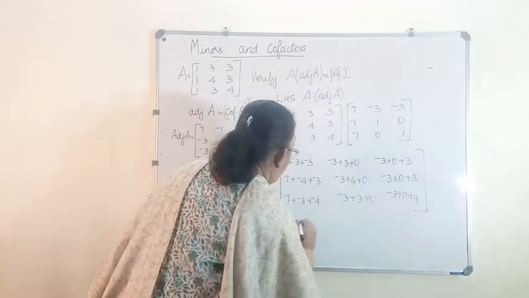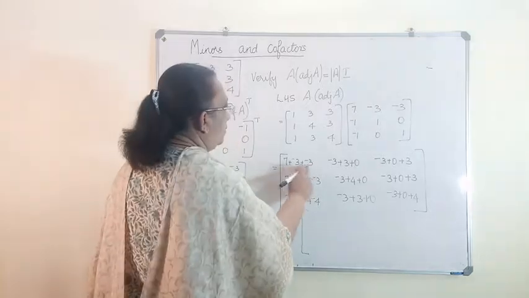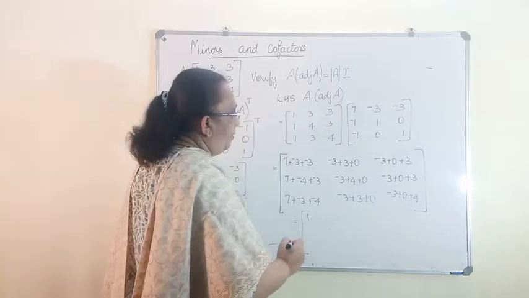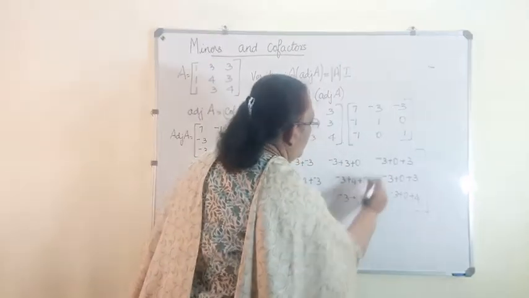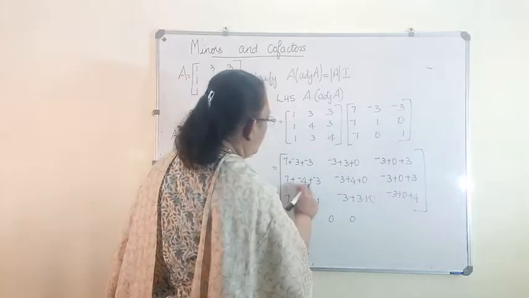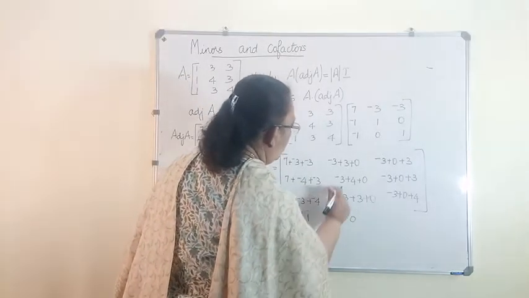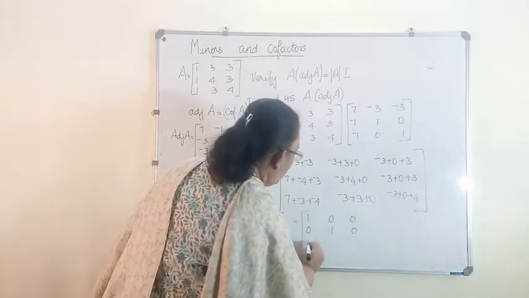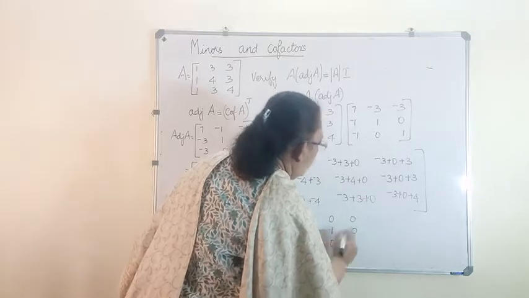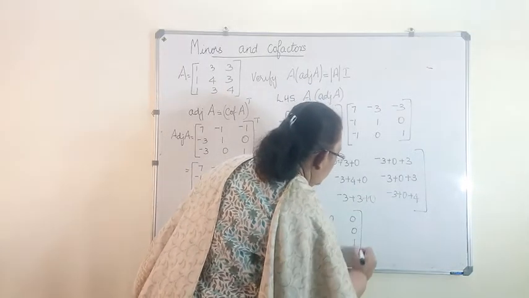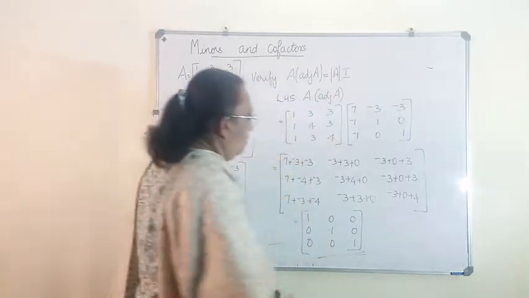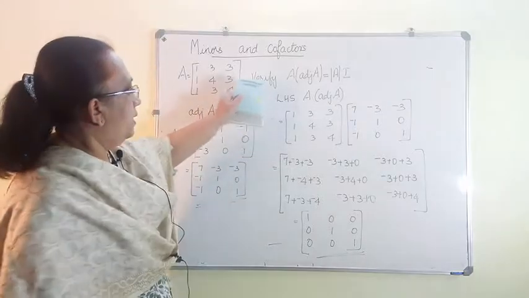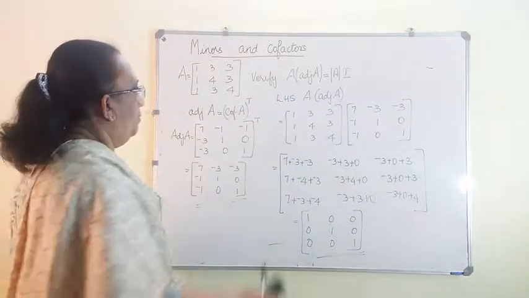Okay, and that is equal to the matrix 3 minus 3 minus 3, minus 6, 6 plus 7, minus 6 plus 7, 1. Here it is 0. Here it is 0. Here it is minus 7 plus 7, 0. Here it is 1. Here it is 0. Here it is 0. This one 0. This one 1. So you are getting an identity matrix of order 3. This is the LHS. Verify A into adjoint of A.